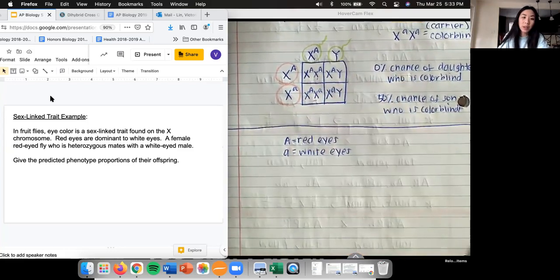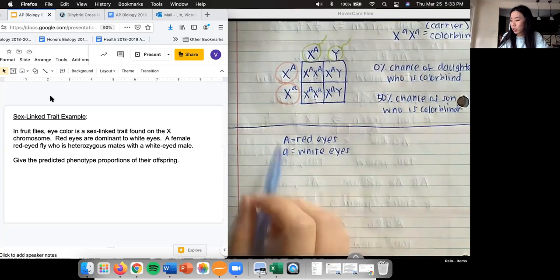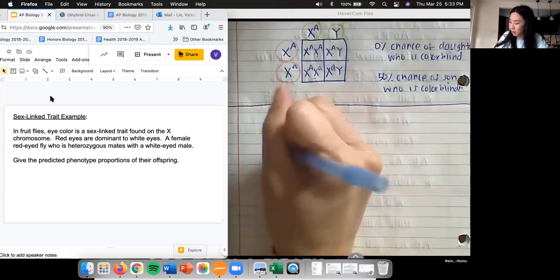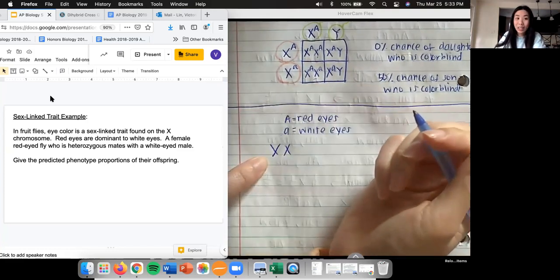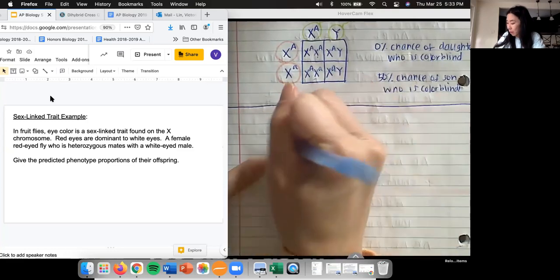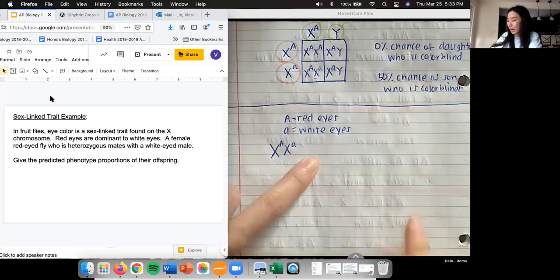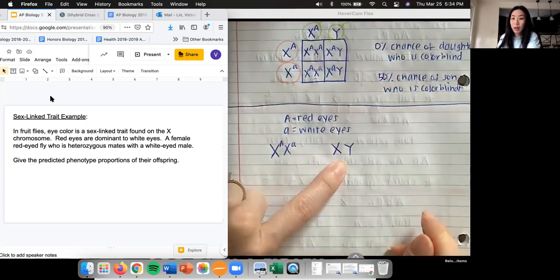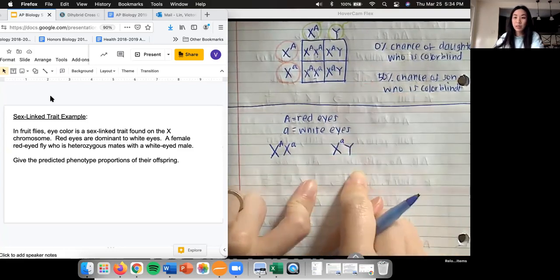All right, so it says a female red-eyed fly who is heterozygous mates with a white-eyed male. So once you make your key, you write down what the parent genotypes are. So the female, XX, and it says that she has red eyes, but she's heterozygous. So one is going to be capital A, one will be lowercase a. The male has white eyes. So the male, XY, since they have white eyes, this X chromosome is carrying the recessive allele, the little a. All right, so these are our 2 parents.